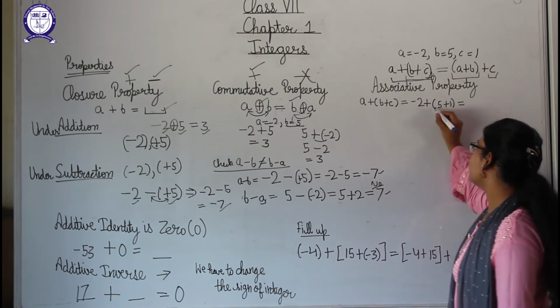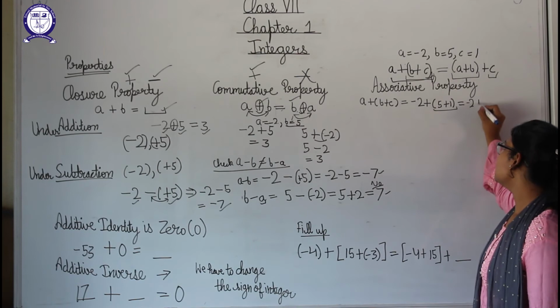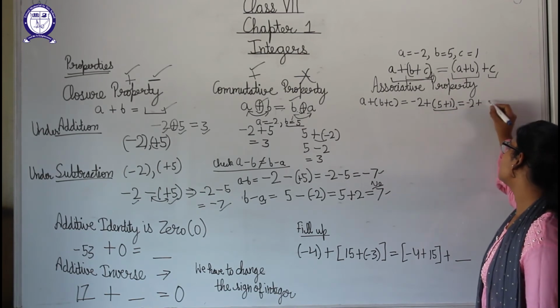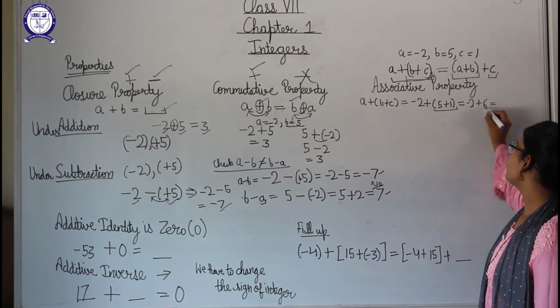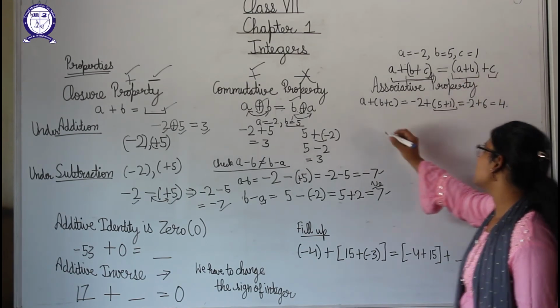So students, first of all we will solve these two. It is minus 2 here, plus sign is here, then 5 plus 1 is 6. Now minus 2 plus 6 is 4. Okay, now we will solve for this side.